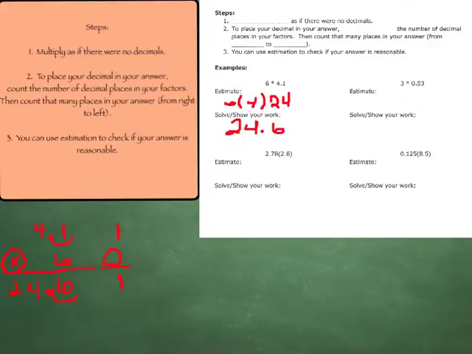Now remember, if I am writing it, you should be writing it. If I come to your school to visit you, when I look through your notes, I should see your work written out. So your answer is 24.6. Now is that close to our estimate? It is. So that's a reasonable answer.